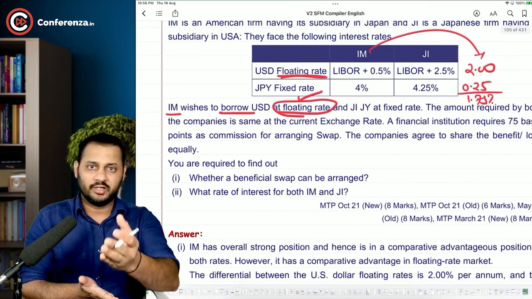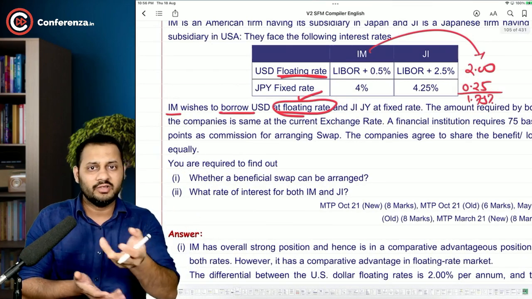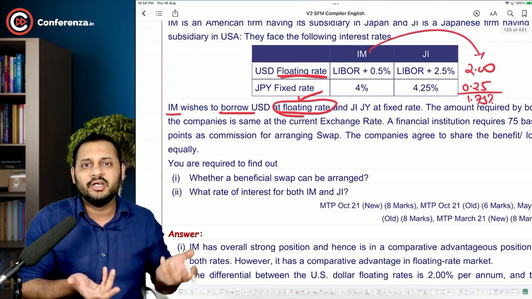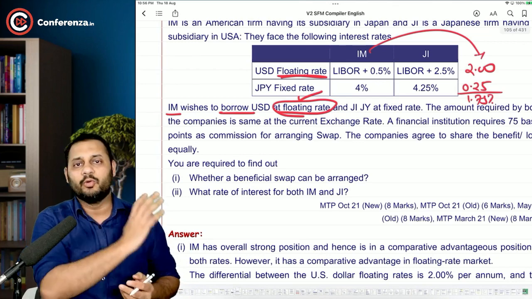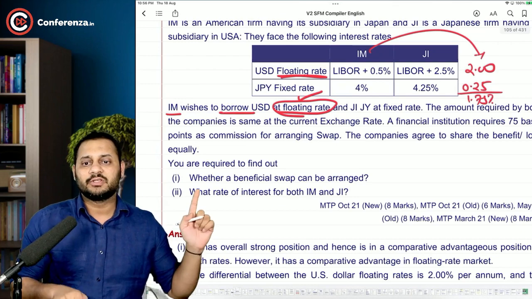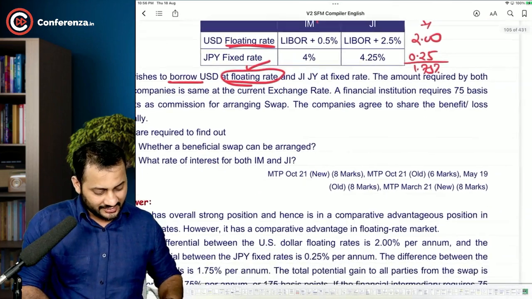If you have a comparative advantage over Ambani and you want to convince Ambani itself, then there is no need for the other parties. It should be opposite. That's why the swap is not possible. This was the wrong question asked in the exam.